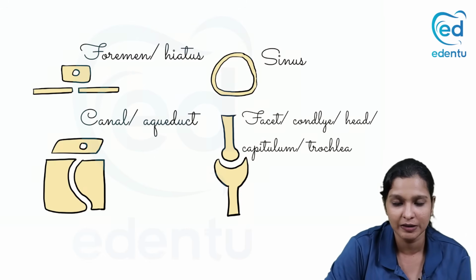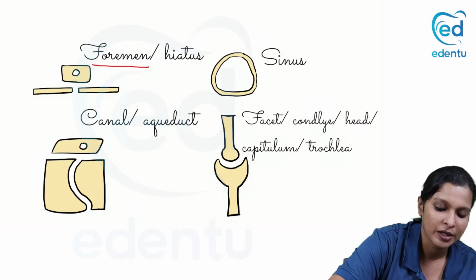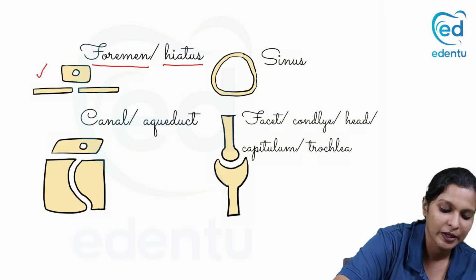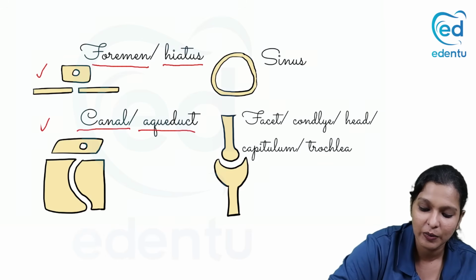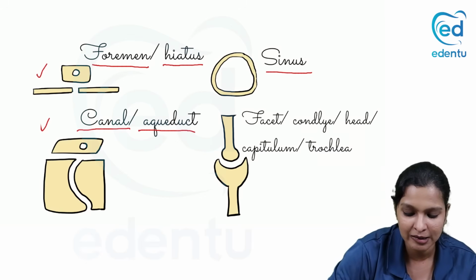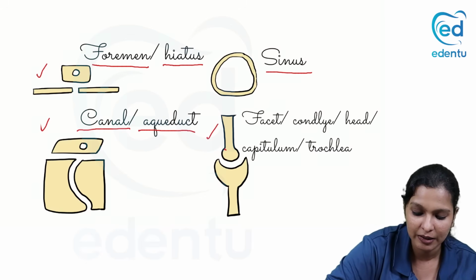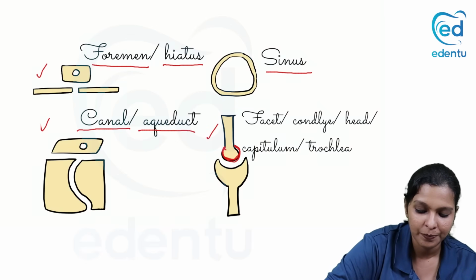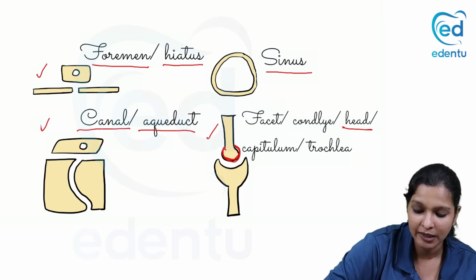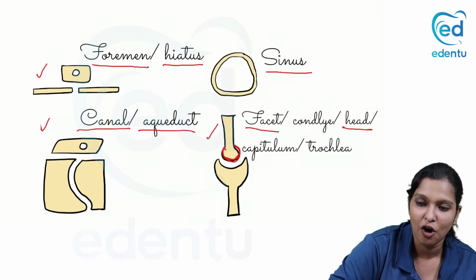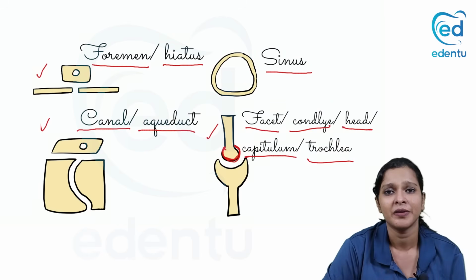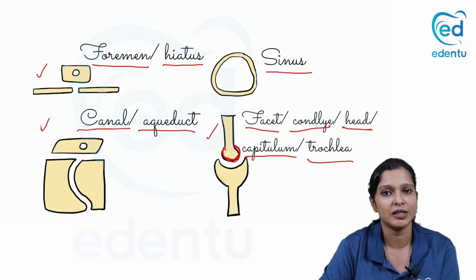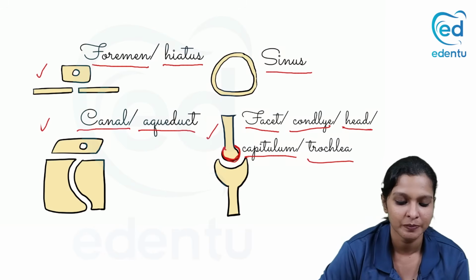They also have various other terminologies. So this one here can be called a foramen or hiatus. This one here is called a canal or aqueduct. This one I already told you is a sinus. This region can be called a head or a facet or condyle or capitulum or trochlea. These are some of the examples for such articulating parts.